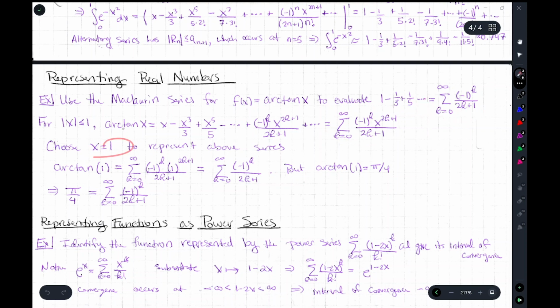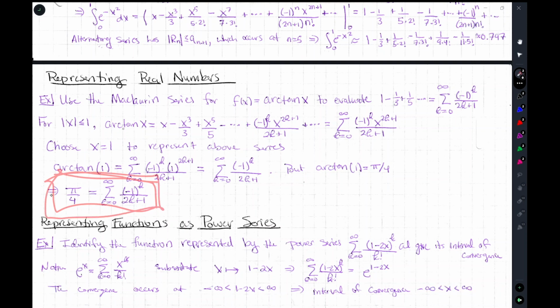Well, we would plug in x equals 1. If you plug x equals 1 here, you get precisely that series. And so we plug x equals 1 in the arctan function, and we plug x equals 1 into its Maclaurin series. And when we do that, we get that this series here is equal to arctan of 1. But arctan of 1 is equal to pi over 4. So check this out. We get that pi over 4 is equal to that expansion, that series.